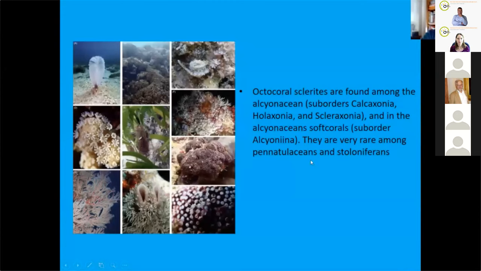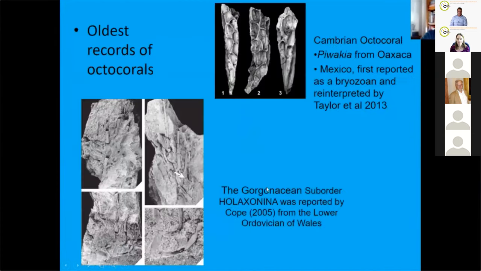The octocoral sclerites are small skeletal elements found among the Alcyonacean suborders Calcaxonia, Holaxonia, Scleraxonia, and in the Alcyonacean soft corals, the so-called true soft coral suborder Alcyonina. They are very rare among the Pennatulacea and Stolonifera.